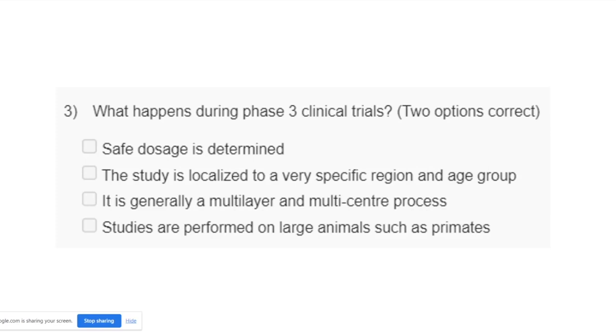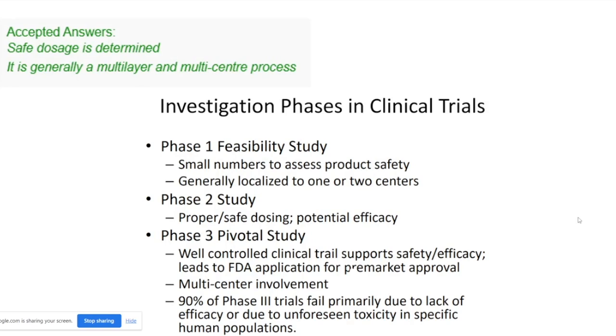Okay. So the correct answer would be first option and third option. That is, safe dosage is determined and it is generally a multi-layer and multi-center process. So these are the different trials and what happens in them. So phase 1 requires a very small number of subjects to assess the product safety, and it's generally localized to one or two centers. Then phase 2 studies the proper or safe dosing and potential efficacy.